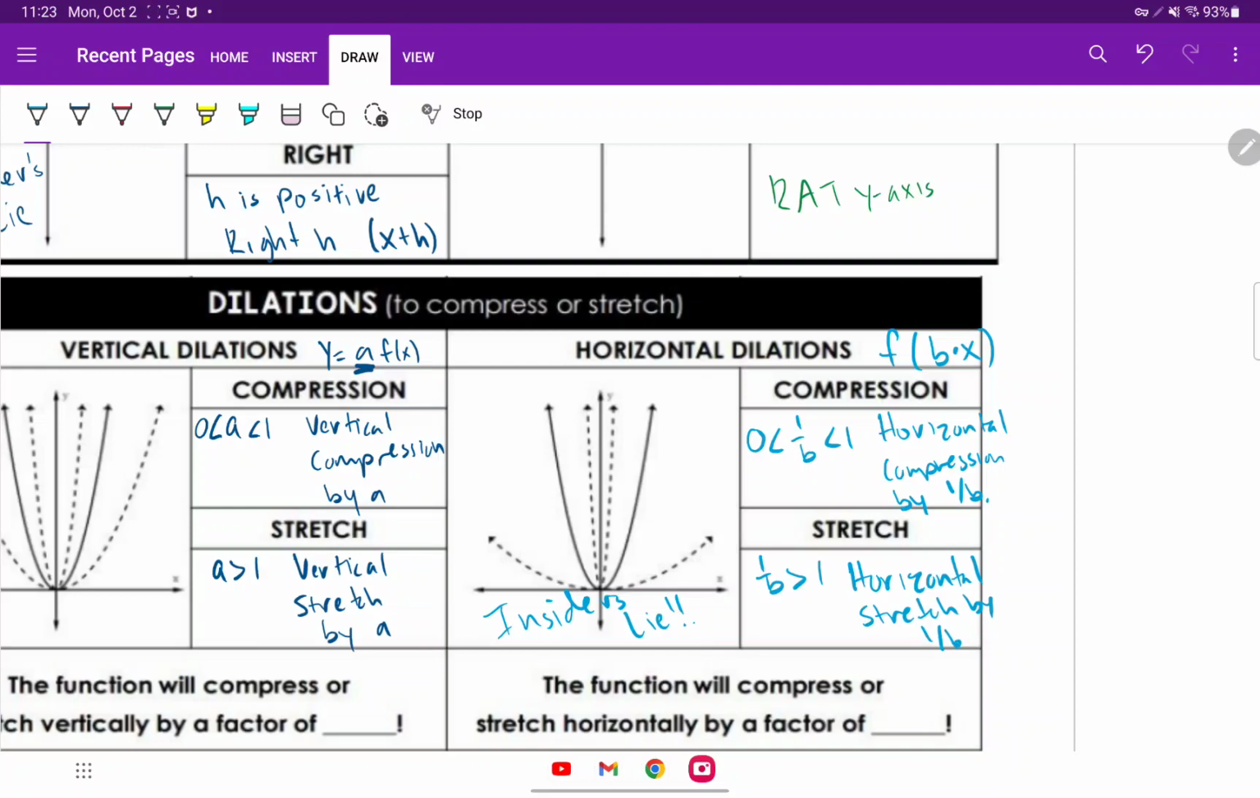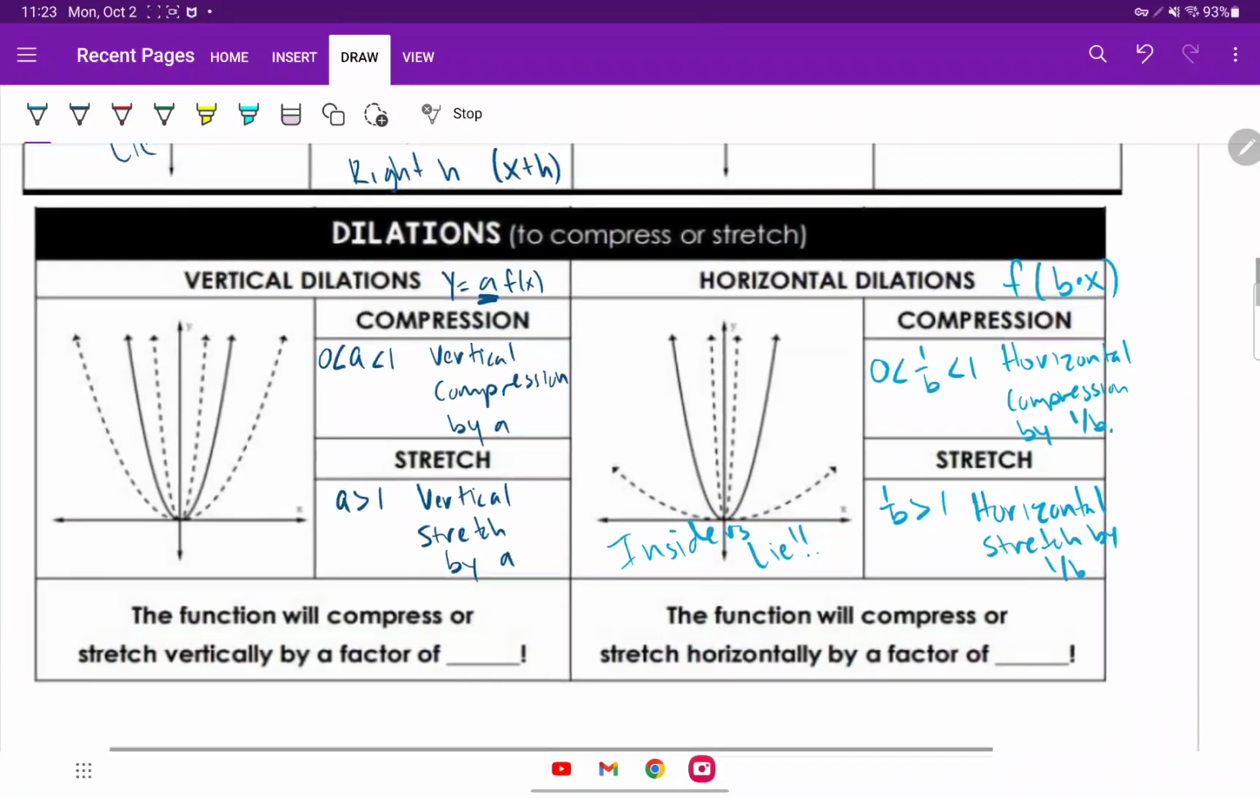Okay. So again, you take that number in front of x, you flip it over. If it's bigger than 1, it's a vertical stretch. If 1 over b is greater than 1, it's a horizontal stretch. If 1 over b is less than 1 but greater than 0, it's a horizontal compression by 1 over b. And last, it says the function will compress or stretch vertically by a factor of a, which I already wrote, and the function will be compressed or stretched horizontally by a factor of 1 over b.